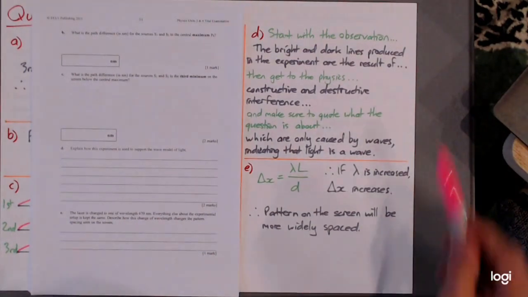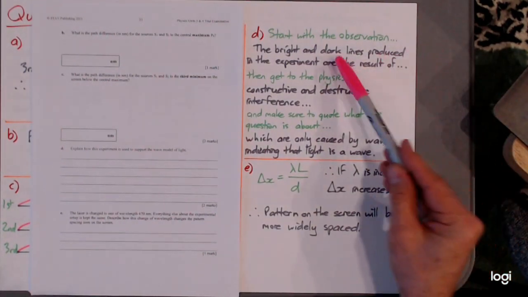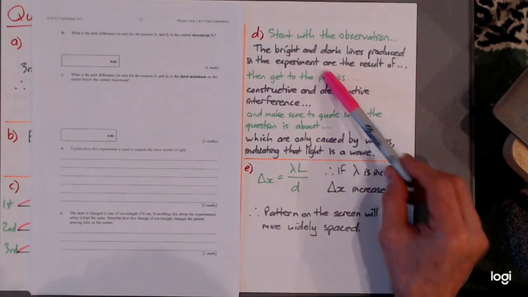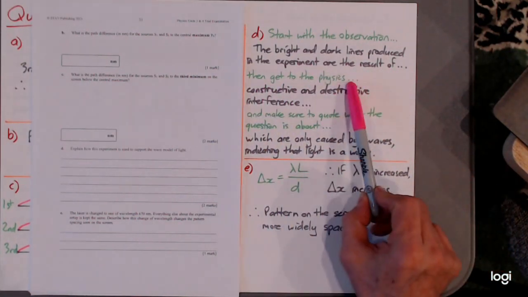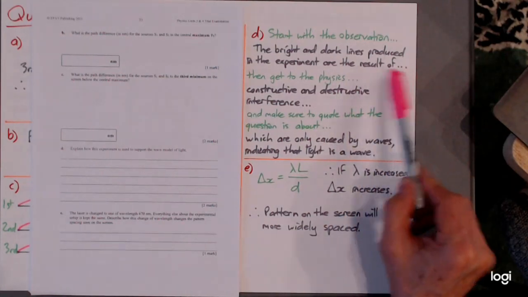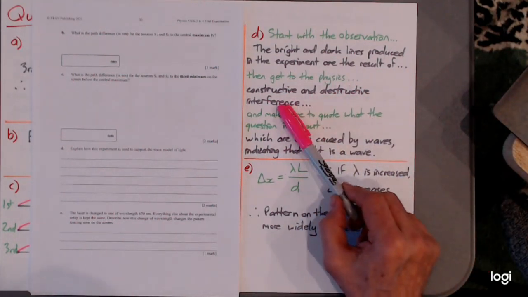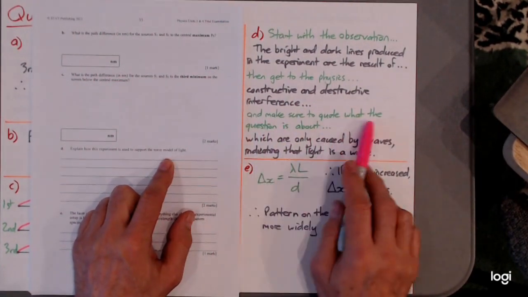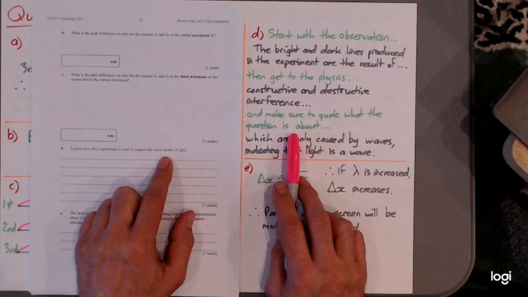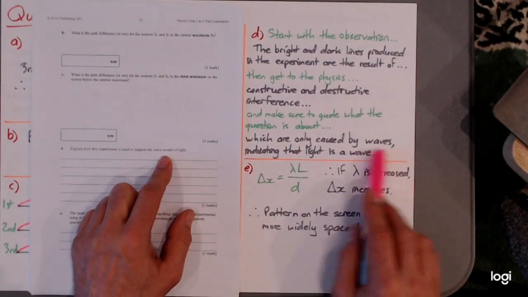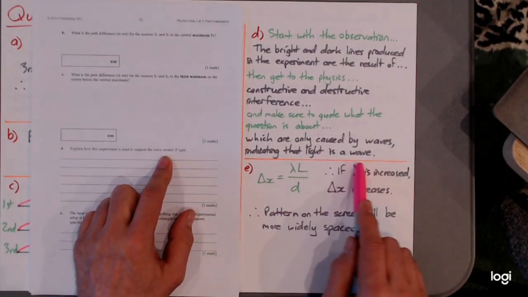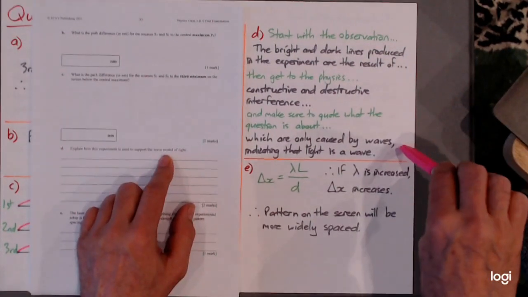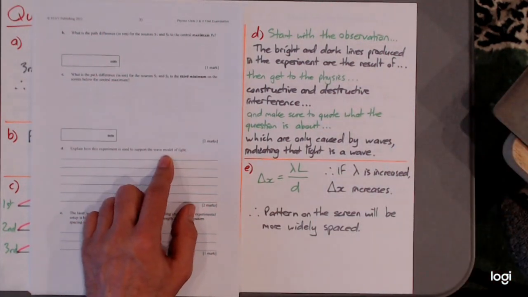The experiment showed you bright and dark lines on a wall, so talk about that. The bright and dark lines produced in the experiment are the result of, now you're talking to the physics, constructive and destructive interference. And now you've got to get to the wave model. Make sure to quote what the question is about. It's about the wave model of light, which are only caused by waves, indicating that light is a wave. And that's the wave model of light. So the grey stuff is one sentence that literally does those 3 green bits.